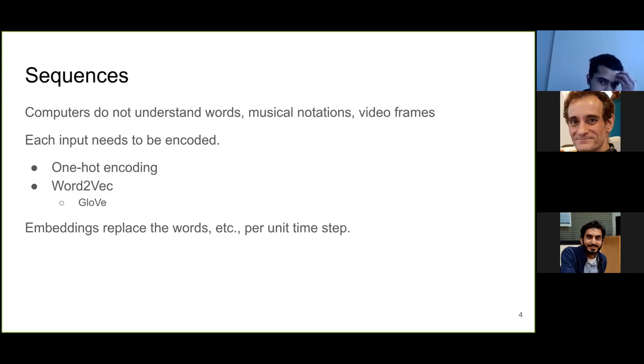Computers do not understand words, musical notations, or video frames. They understand binary data. So we need to encode each word into tokens that the computer can understand. One way is one-hot encoding. In one-hot encoding, there is a long array where each index represents a word, and there's a one only for the word being represented, and the rest are zeros. Word2vec changes the one-hot representation to a smaller dimension. There are pre-trained word2vec models, one of them being GloVe. So embeddings replace the words per unit time step.